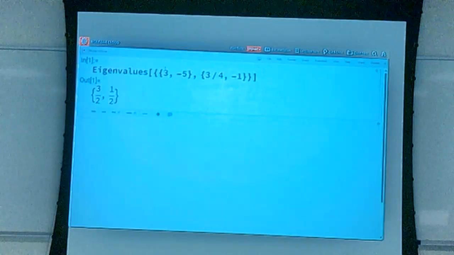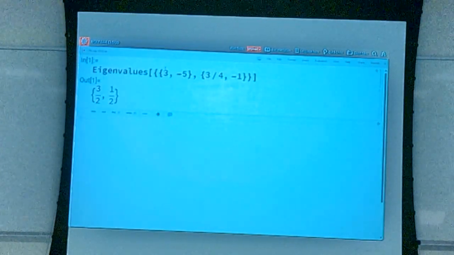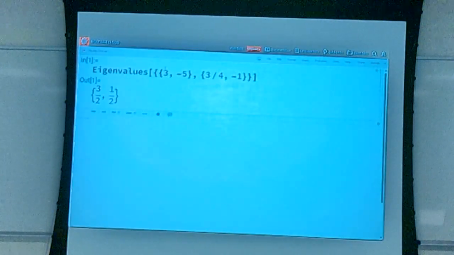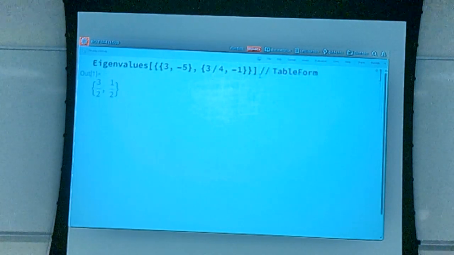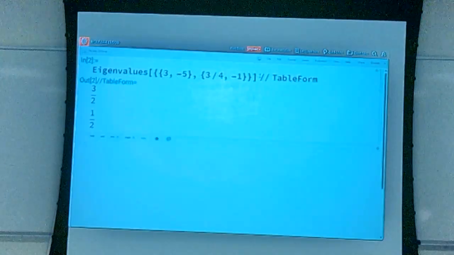So there are two eigenvalues, 1/2 and 3/2. I'll put them in table form, so it lists it out as a column instead. Doesn't matter.